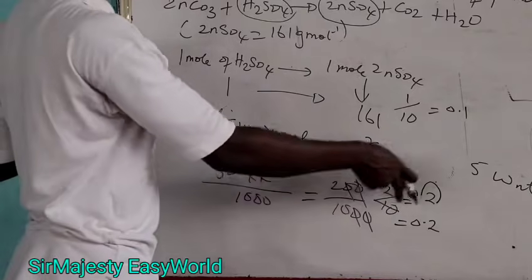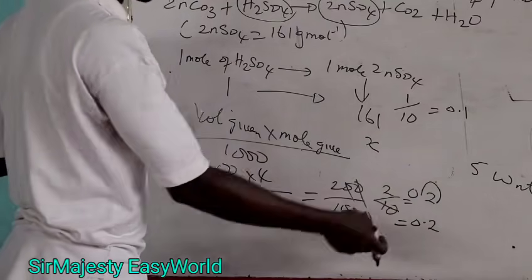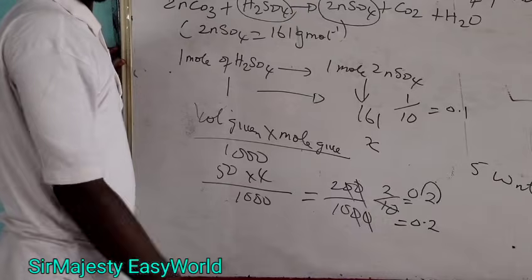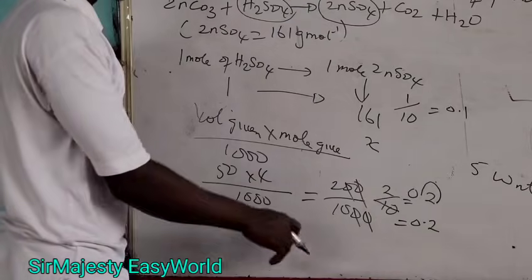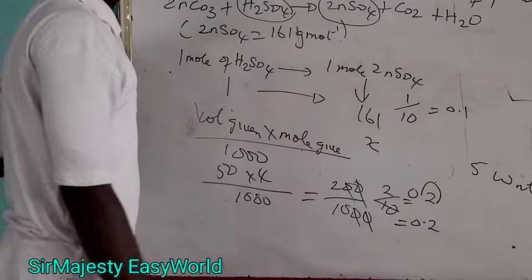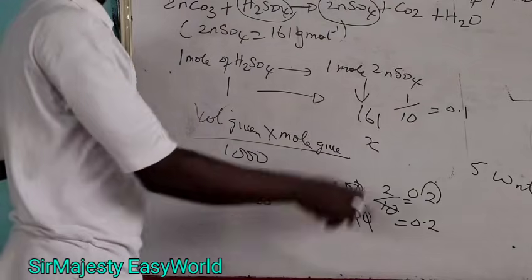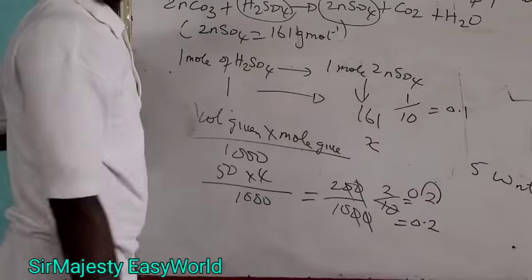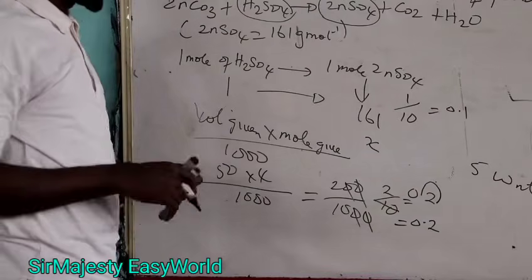0.2. So even if you divide to the lowest term, what will you have? 1 over 5, is it not? And 1 over 5 is the same thing as 0.2. Because if 1 over 10 is 0.1, 1 over 5 will be 0.2. Then 1 over 2.5 should be 0.4. Some are not understanding, but if you follow the pattern.